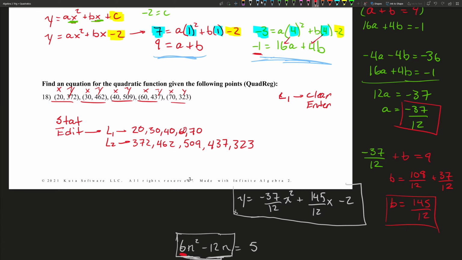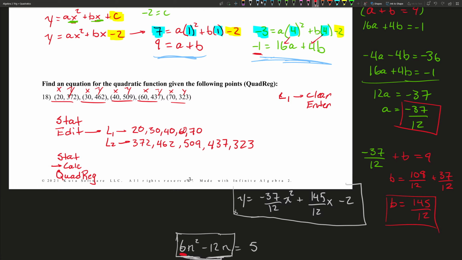Okay, but after you plug in all those numbers, you quit, you go to stat again, then you scroll right to calc, and then we want the quadratic regression, so quadreg. You hit enter on quadreg. You just hit enter until it says calculate.